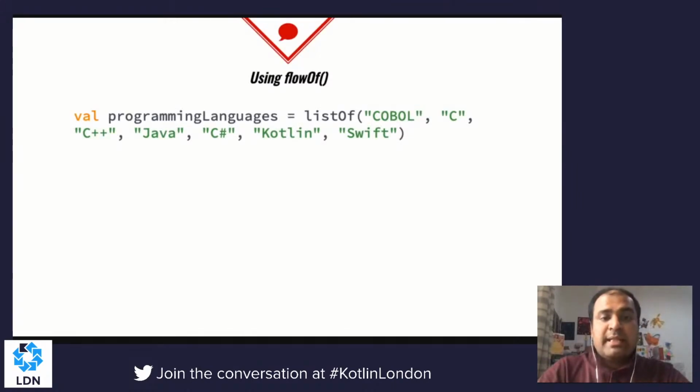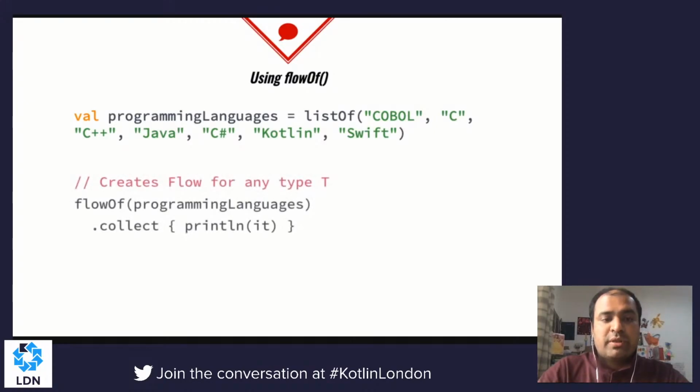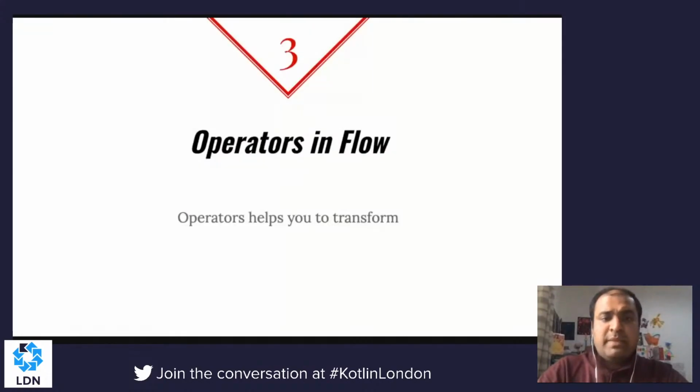On top of that, there is also a flowOf function. What if I just want to convert anything other than an iterator into flow? For that, I would use this flowOf function, which takes an argument of type T and converts anything into flow. And flow needs to be collected. We'll learn about the collect operator in a bit, but keep this in mind.